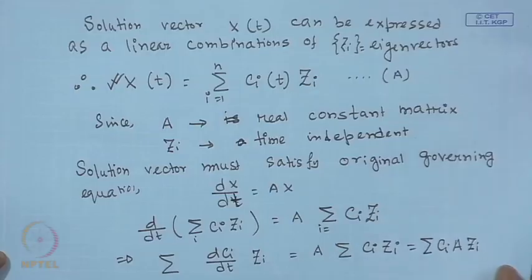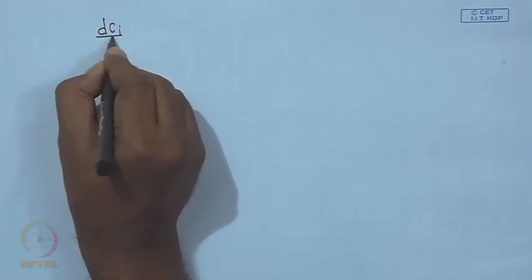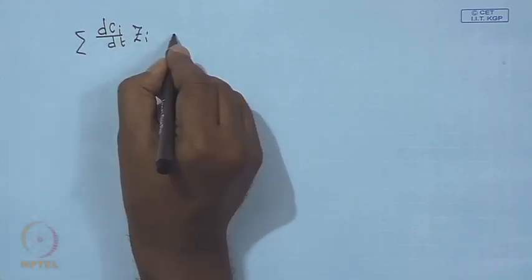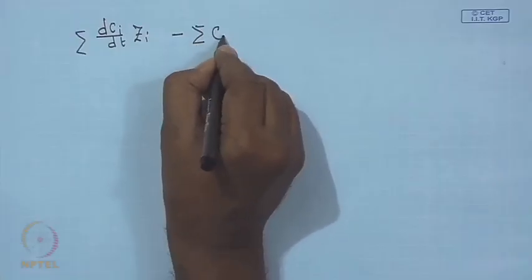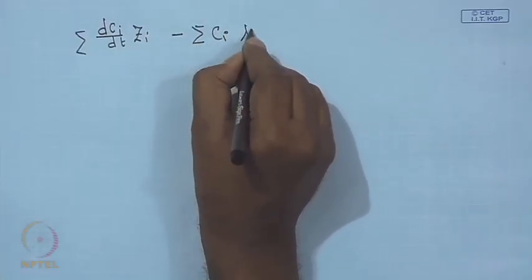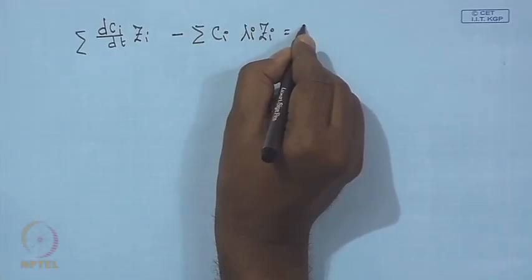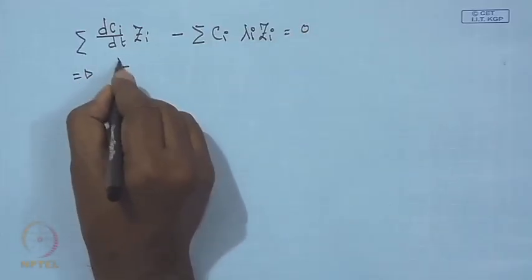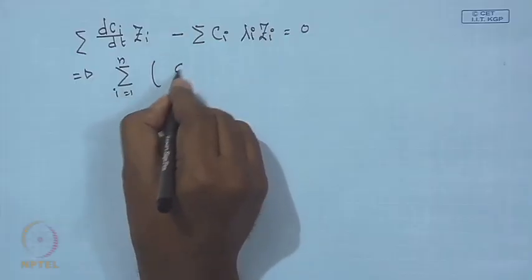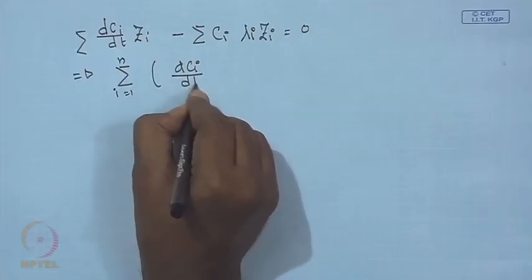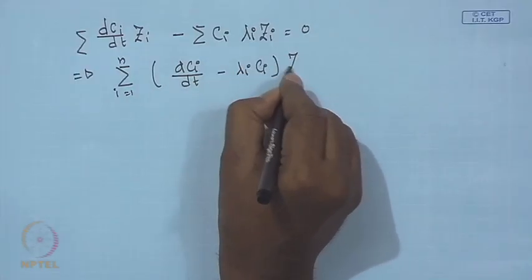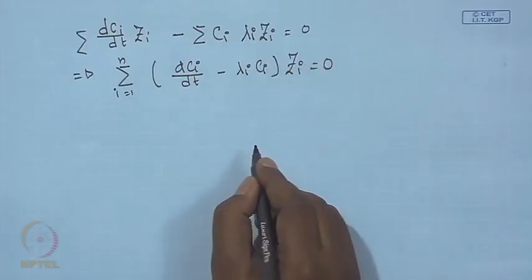So, what we will be getting is that summation dc_i/dt z_i minus summation c_i lambda_i z_i is equal to 0. So, you can take the summation series out, i equal to 1 to n, of dc_i/dt minus lambda_i c_i, times z_i, is equal to 0.